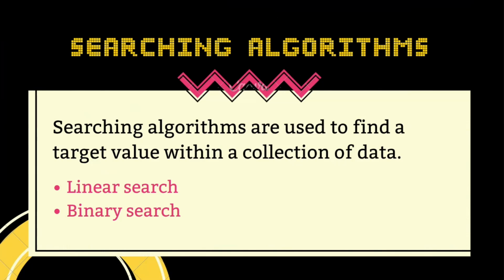Linear search works by sequentially checking each element in a list from the start until the target value is found or the end of the list is reached. Binary search is a more efficient searching algorithm for sorted lists. It repeatedly divides the sorted list in half and checks if the target value is in the middle. It then narrows down the search to the left or right half accordingly.